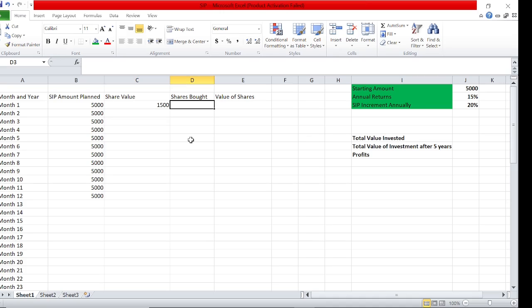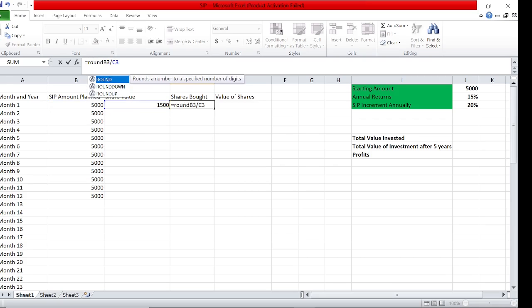Now coming to shares bought. Of course, in India we cannot buy fractional shares of a particular stock. What I am going to do is divide our planned SIP investment by the value of the share. This will give us 3.33 and I am going to round it to the nearest number. The nearest number to 3.33 is 3. So now what has happened is we bought 3 shares at the share value price of 1,500.